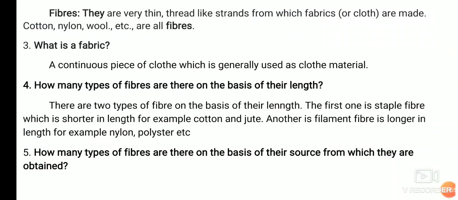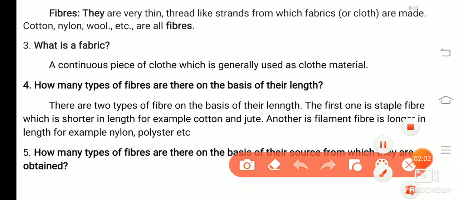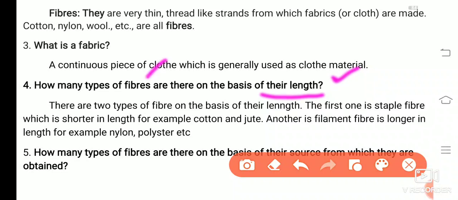Now moving to the next question: how many types of fibers are there on the basis of their length? There are two types of fibers on the basis of their length. One is staple fiber, which is shorter in length, and another is filament fiber, which is longer in length. So, one is staple, another is filament. The staple is shorter and the filament is longer.